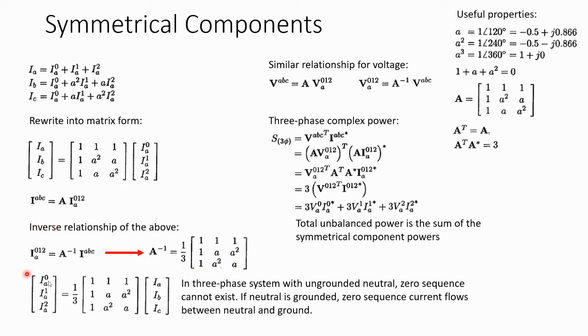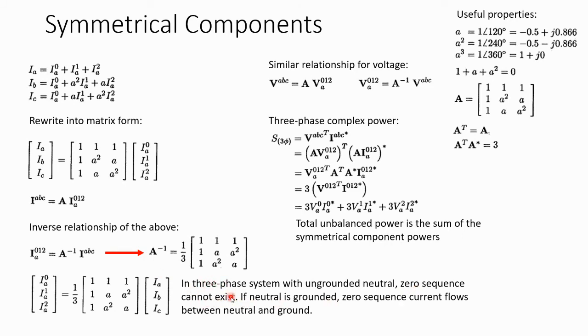And if we expand this inverse relationship into the bigger matrix form like this, from here we observe that the zero sequence of phase A is equal to 1/3 of the summation of phases A, B, and C. And this tells us something. This tells us that in an unbalanced three-phase system, when the neutral is not grounded, zero sequence current cannot flow.